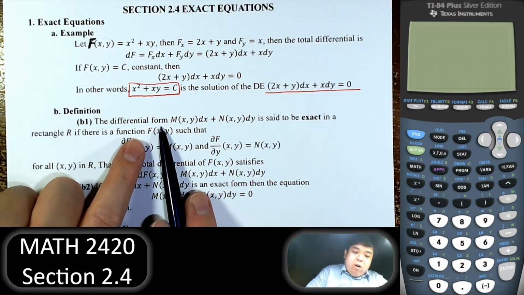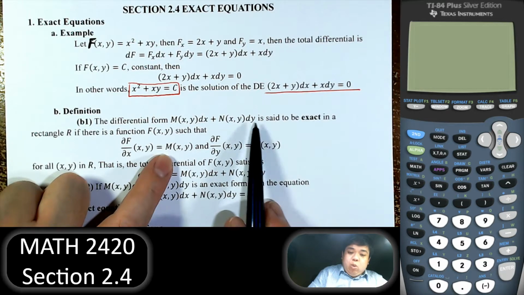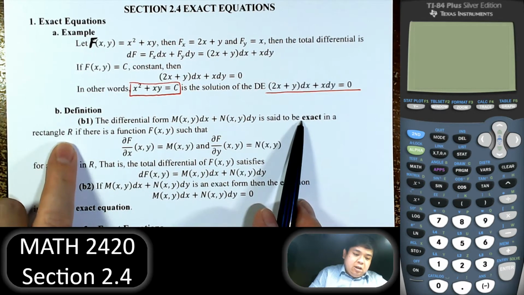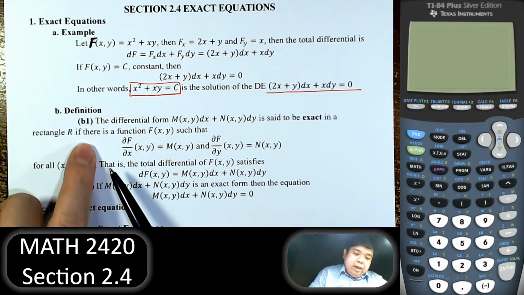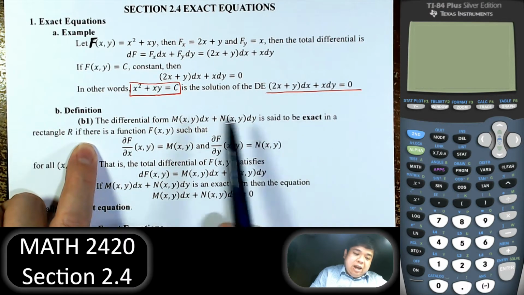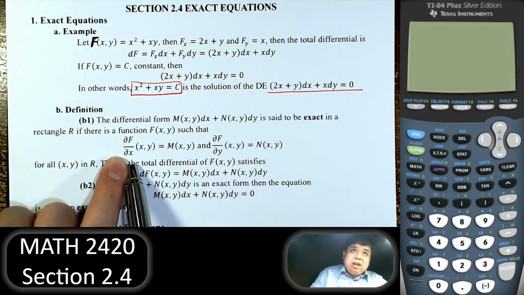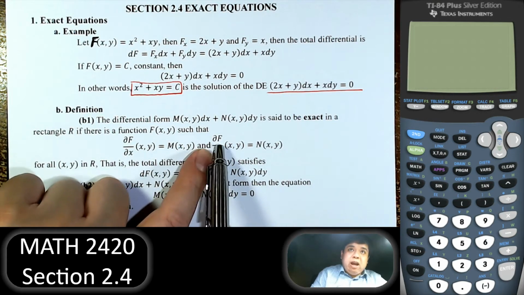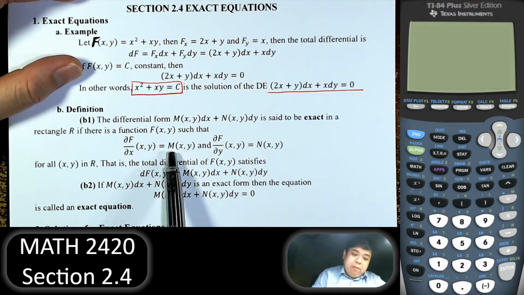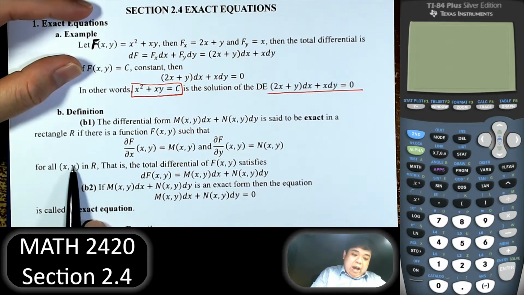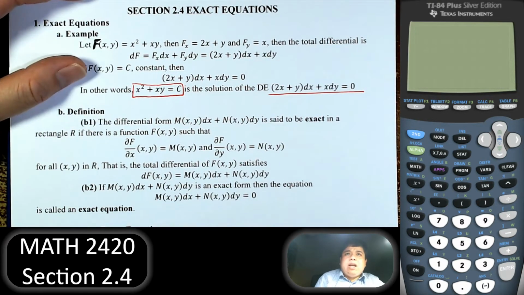Right. So the differential form M(x,y) dx plus N(x,y) dy is said to be exact in a rectangle R if there is a function F such that the partial derivative of F with respect to x is equal to M and the partial derivative of F with respect to y is equal to N, for all x and y in that rectangle, so the total differential satisfies this. So what does that mean?